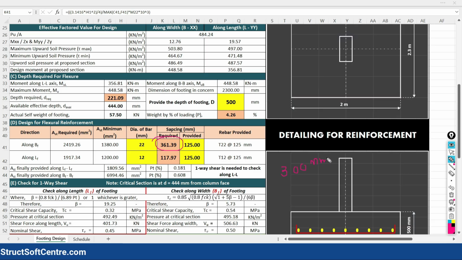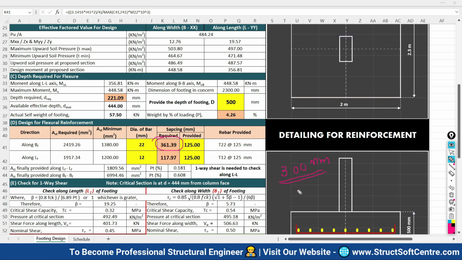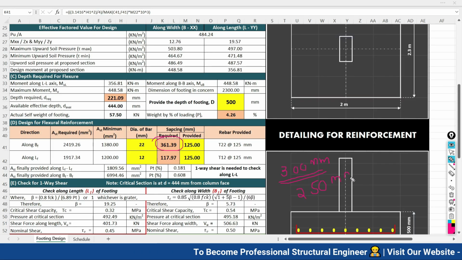You are not allowed to provide the spacing more than 300 mm between the two bars. But most of the professional structural engineers limit themselves to a maximum spacing of 250 mm. Although your code allows spacing up to 300, for safety we are providing the spacing to a maximum of 250.